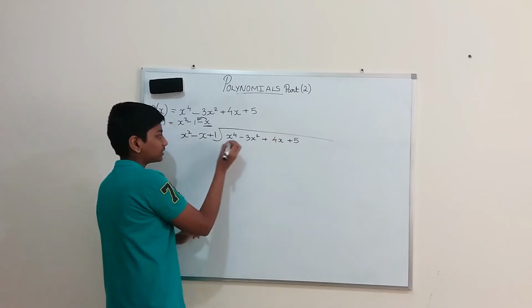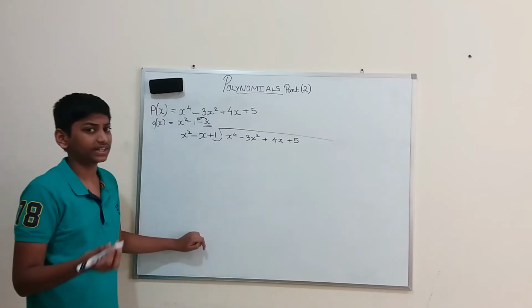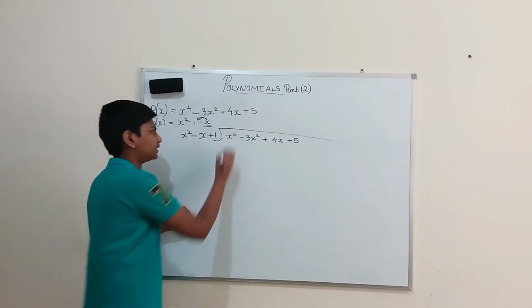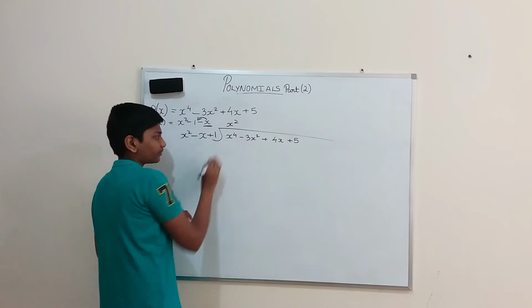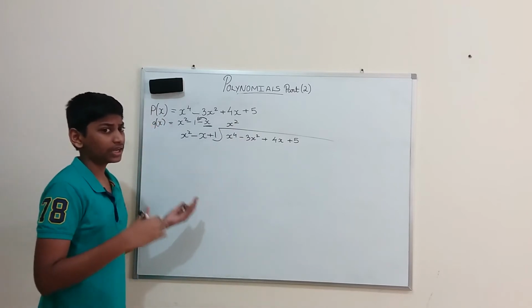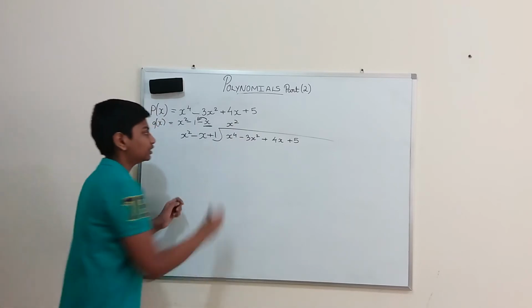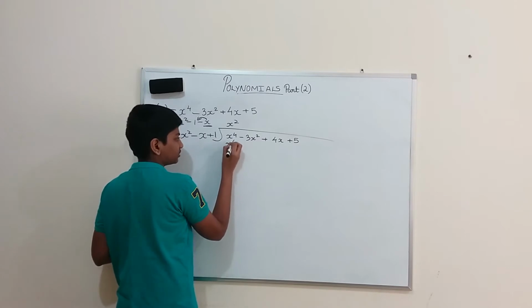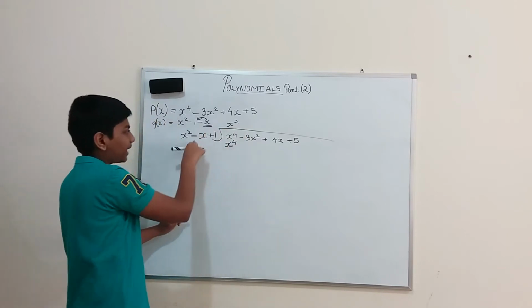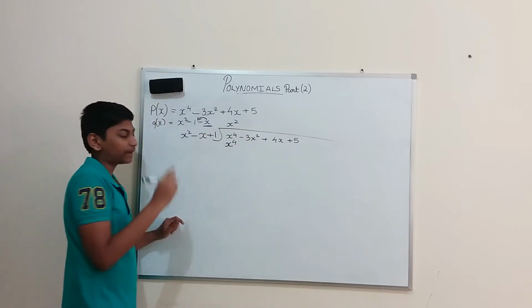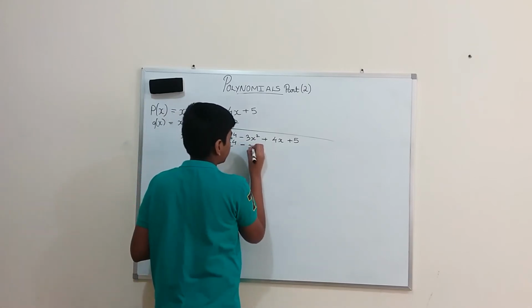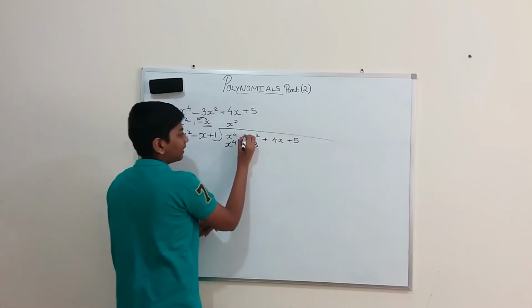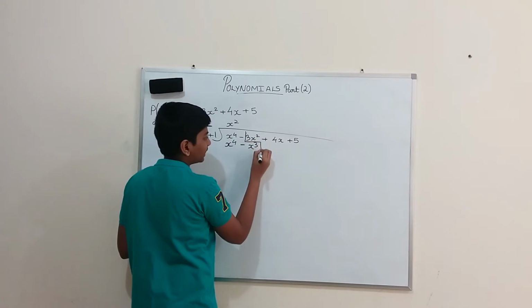So x into what? X square into what? We'll get it as x raised to 4. It's nothing but x square, right? X square into x square gives you x raised to 4. So it becomes x raised to 4. X square minus x gives you minus x cube, right? Minus x cube, but we cannot divide it, so we'll just draw a line and keep over here.